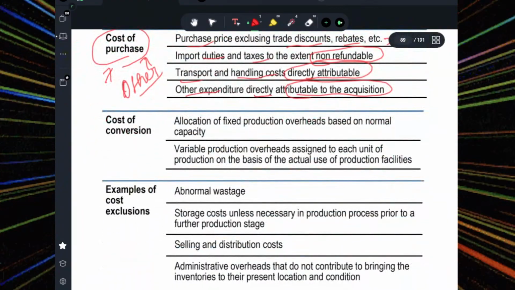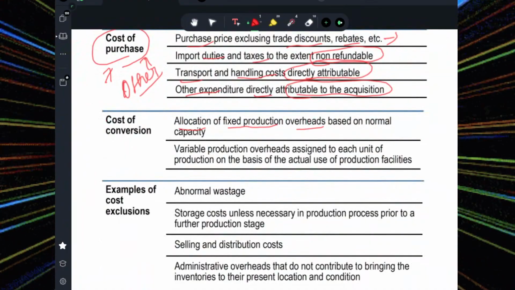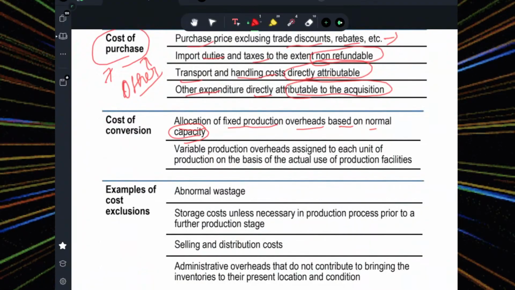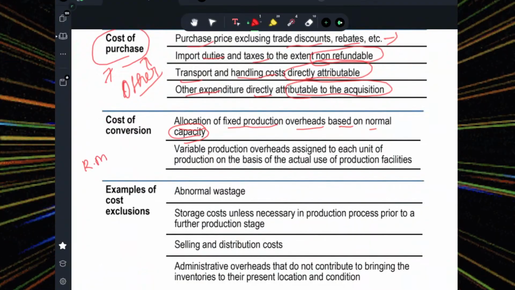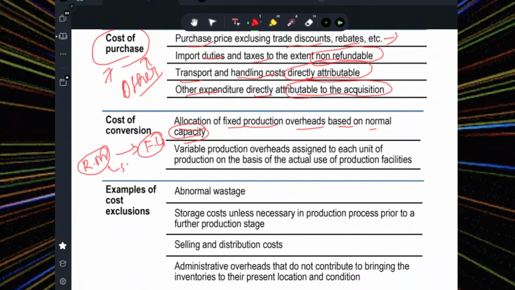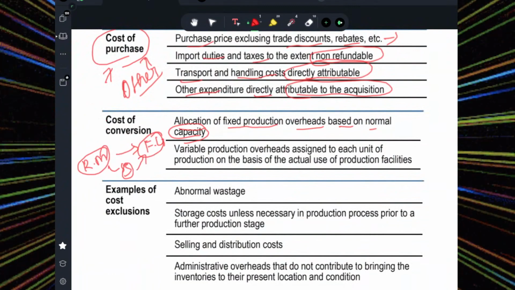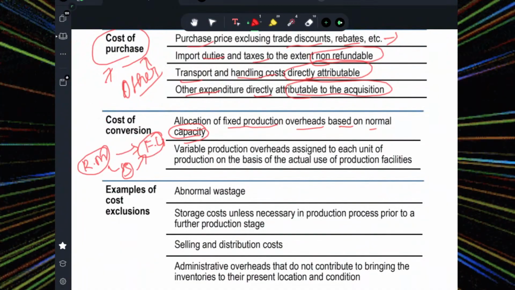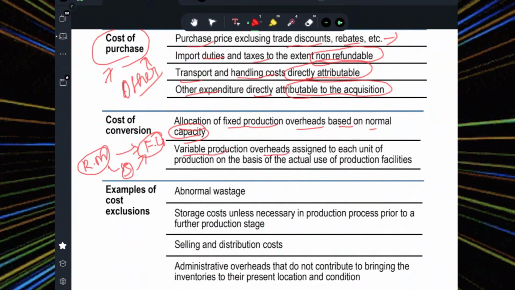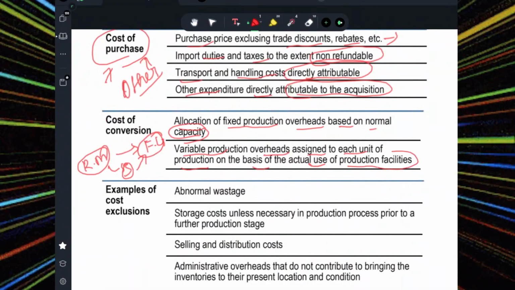Cost of conversion. What is the meaning of cost of conversion? Allocation of fixed production overheads based on normal capacity. So I bought this raw material and I made it into finished goods. In this process, I have spent something. This is attributable to this specific finished good, so you can add it. Variable production overheads are assigned to each unit of production on the basis of actual use of the production facility.